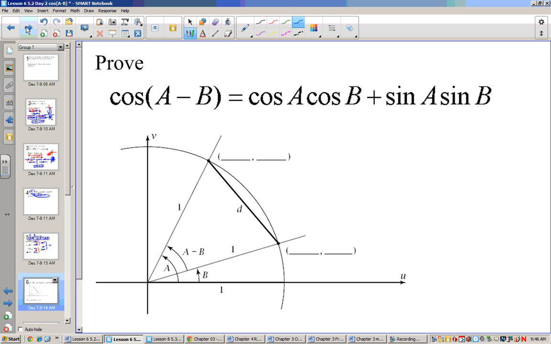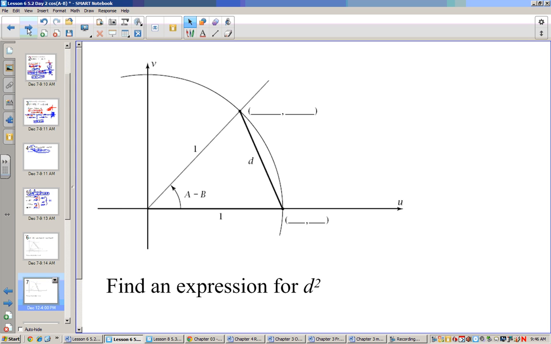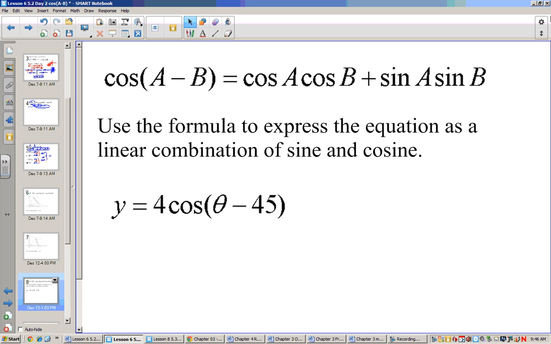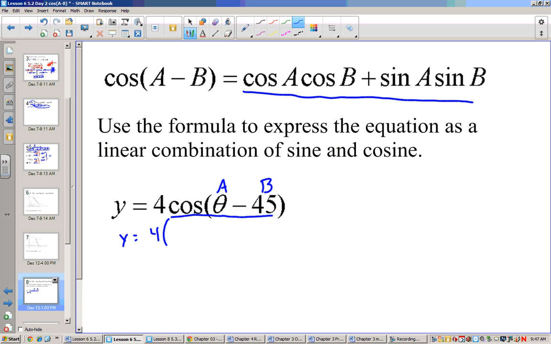Now, we have a proof for this, and we're going to prove this in class. It's a rather long proof and probably not fit well for a video lesson. So let's go on to using these properties. So if I want to expand 4 cosine of theta minus 45, I would take the 4, put it out in parentheses, and expand cosine of theta minus 45. Remember, this is like a minus b. So I'll write out this equation, but instead of writing a, I'm going to write theta. Instead of writing b, I'm going to write 45. So it's cosine theta cosine 45 plus sine theta sine 45.